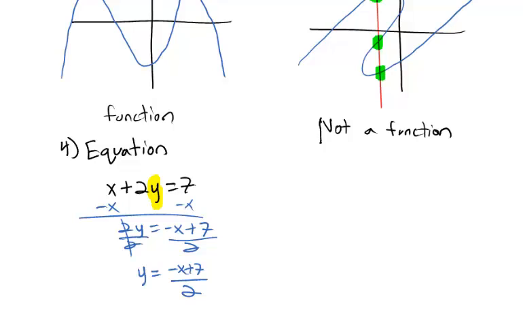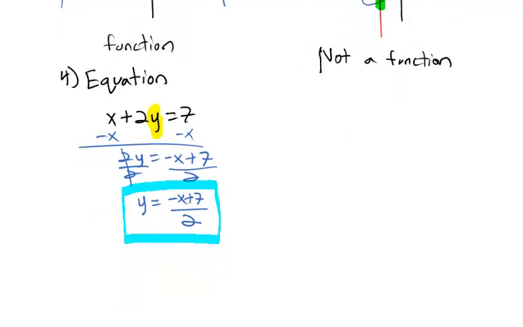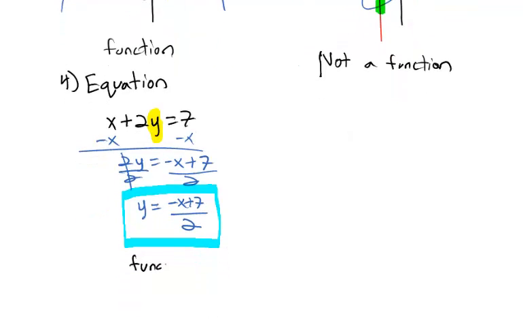And I can see from this equation that if I pick a value for x and plug it in, I'm always going to get the same answer. For example, if I put in 3, negative 3 plus 7 is 4, divided by 2 is 2. And now if I stick that number in again, I'm going to get the same answer again every time. There's only one possible answer. This is a function. If I pick a value for x, there's only one possible answer for y.